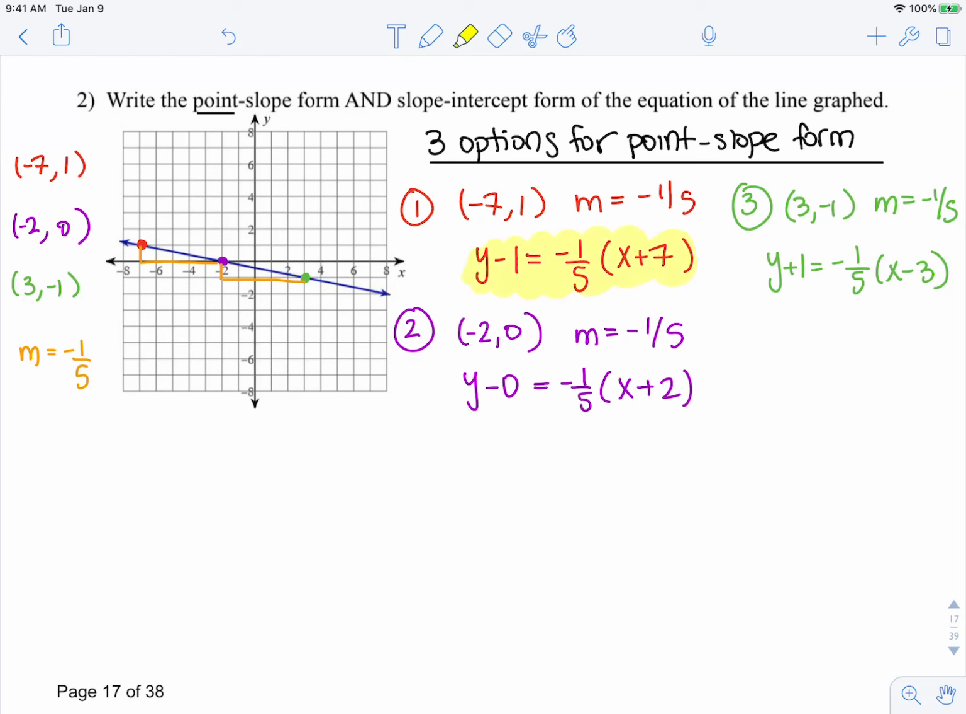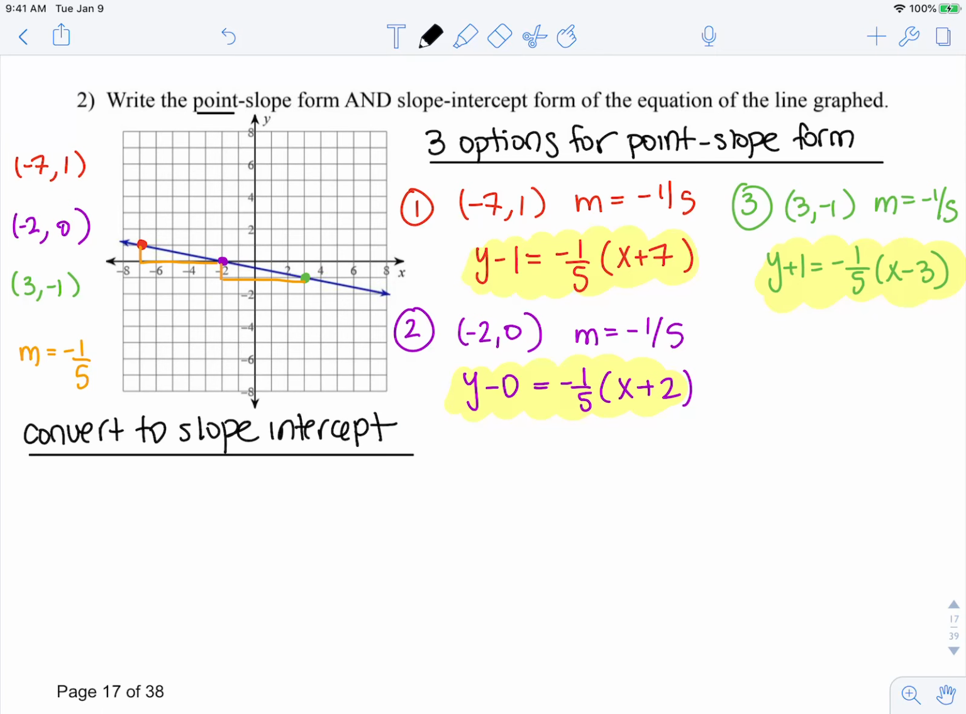So these 1, 2, 3 answers, I would accept any of them as an answer for point slope form. So now what we can do is convert to slope intercept form. So the first one I have is y minus 1 equals -1/5 x plus 7.